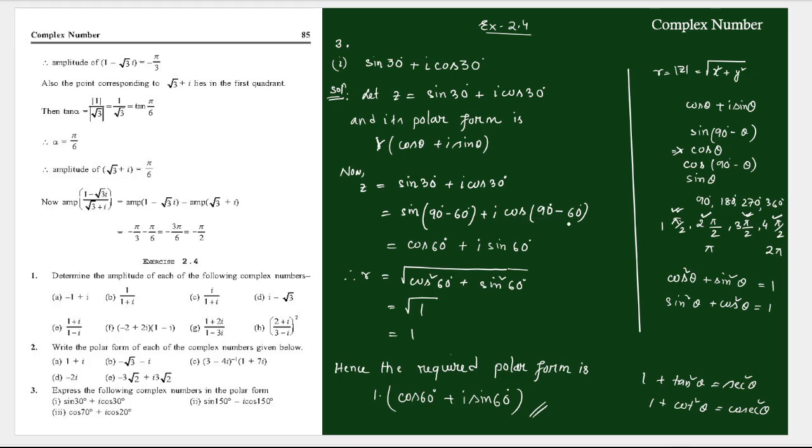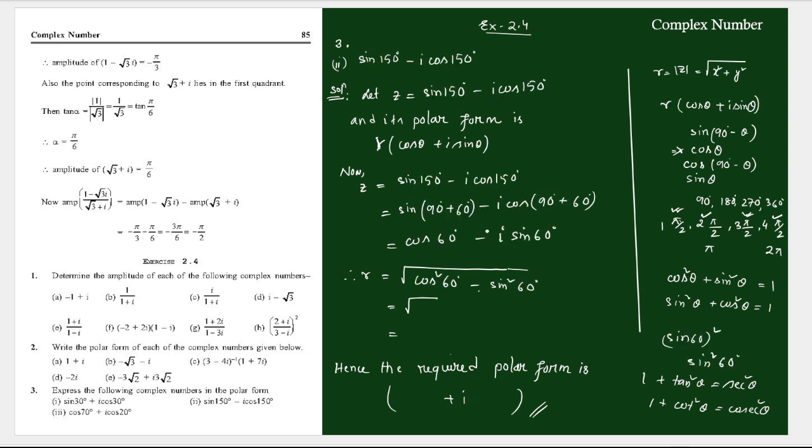Now one thing in this question number 2: sine changes to cos, and then it is 90 plus 60. Now again, the quadrant will come. Okay, listen carefully.